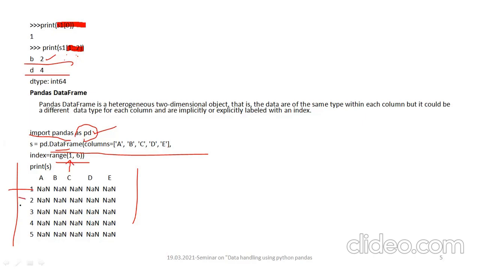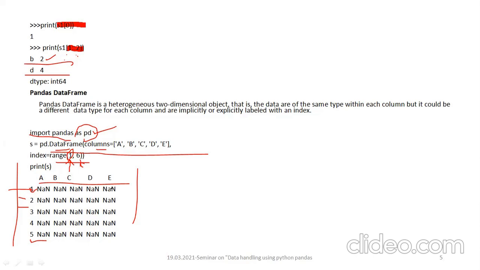This will be the row. I am indexing the row using the range method. The range method will include the start value and omit the end value. So from 1 to 5, it will give the index as the row value. We are labeling the row value. For columns, I have manually given the values as A, B, C, D, E. So this will be my column label. Index is for my row label and columns is for my column label.